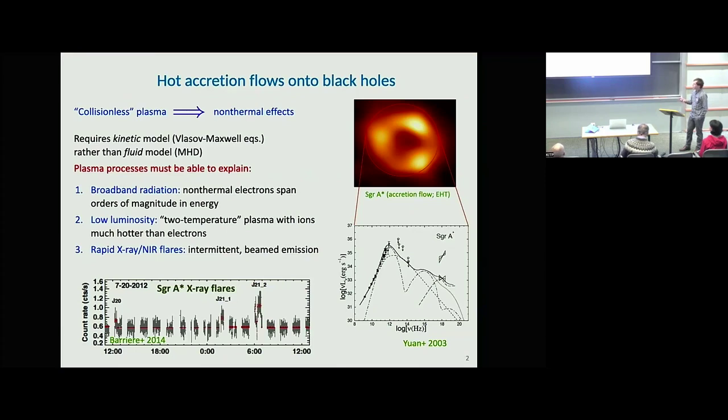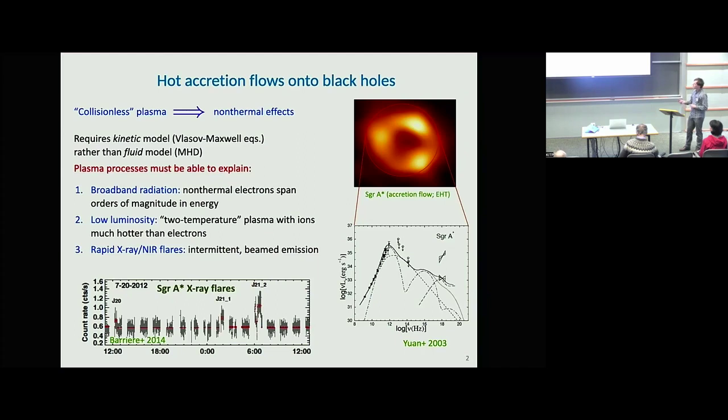For example, we want to understand broadband radiation spectra, and this requires non-thermal electrons spanning a broad range of energies, implying a non-thermal particle acceleration mechanism, as discussed in the previous talk in a different context. We also want to explain why these systems have relatively low luminosity compared to naive predictions based on energetics. This has been attributed to the plasma being in a two-temperature state where the ions are much hotter than the electrons, and this connects to the electron-ion heating problem that Greg Howes discussed yesterday.